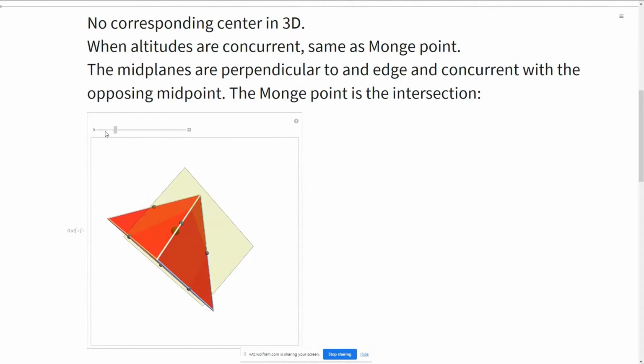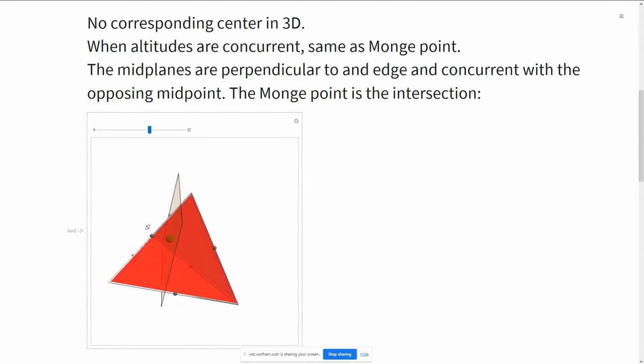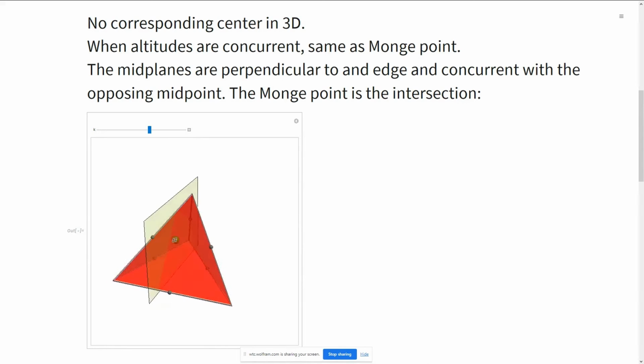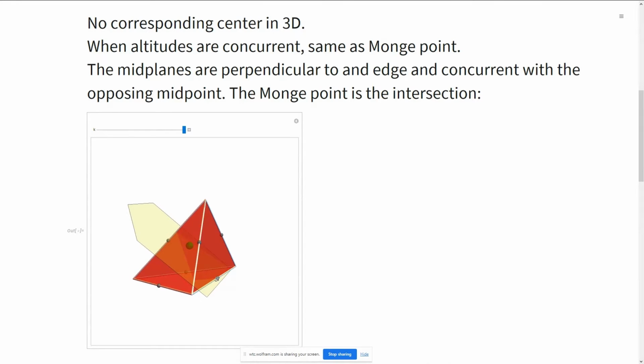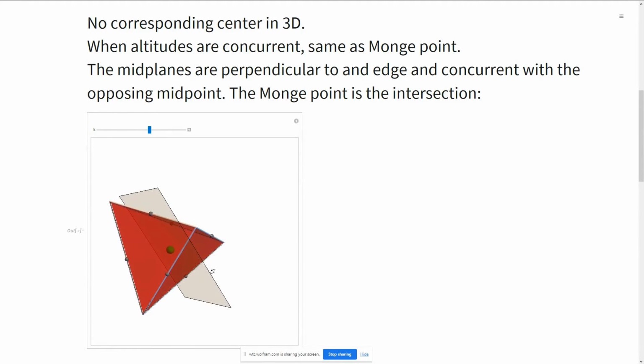If you take a look at a tetrahedron, it has opposing edges, and if you build a plane that's perpendicular to one edge and goes through the midpoint of the opposing edge, you get what's called a midplane. And there are 6 midplanes, each going through the midpoint of one edge and perpendicular to the opposing edge. All 6 of those planes intersect at what's called the Monge point, which is a green sphere in this case.